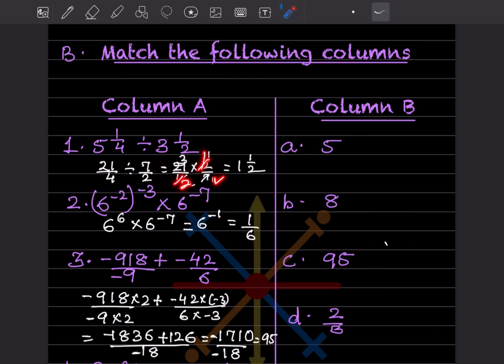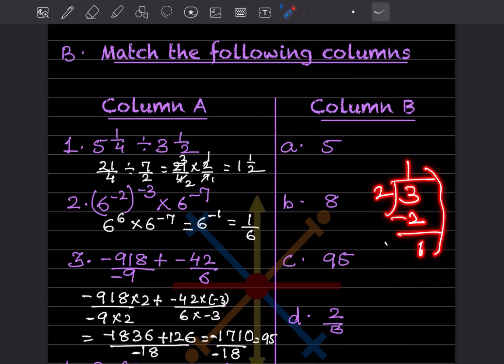So 2 ones are 2, 2 twos are 4. Then here 7 ones are 7, 3 threes are 9. So that is going to be 3 by 2. So 3 divided by 2. So 2 ones are 2, so the remainder is 1. So what are you going to write here? 1 integer 1 by 2.